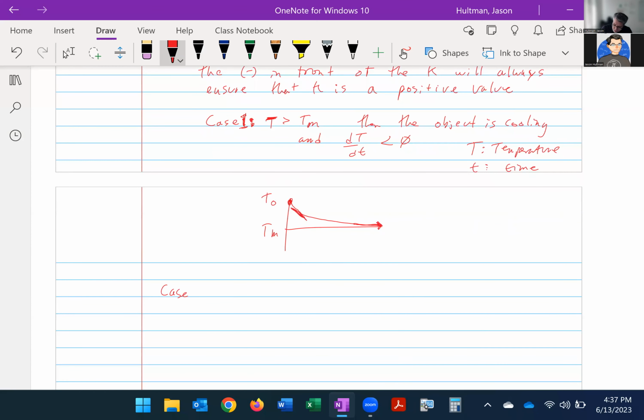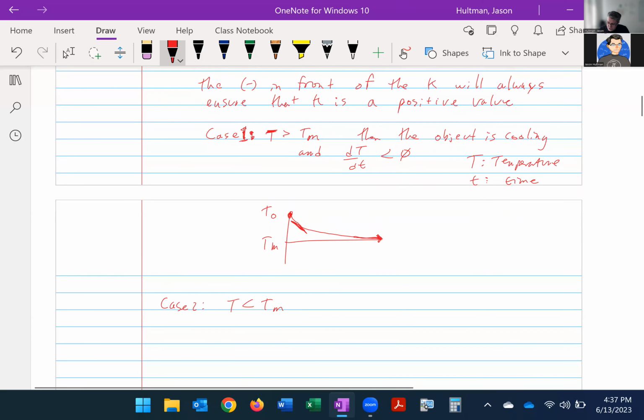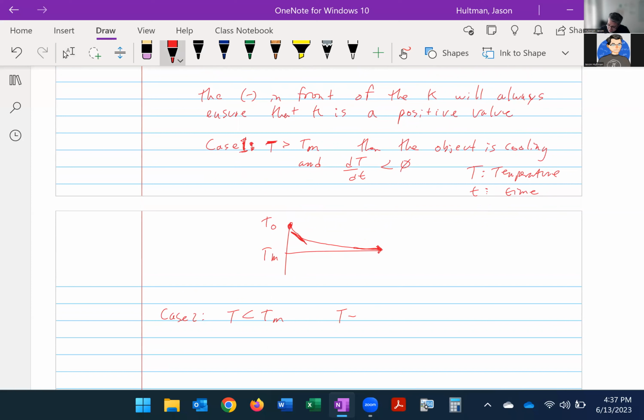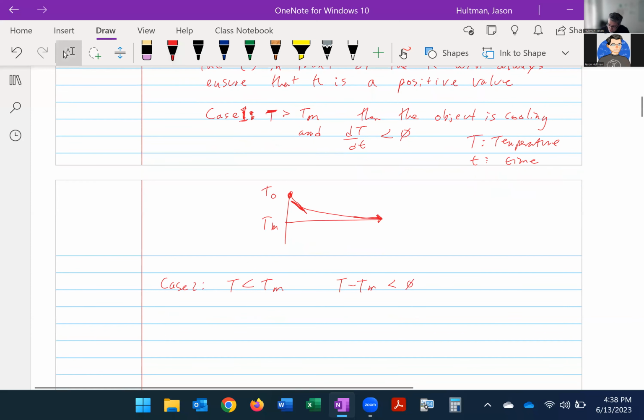Case two is T is less than Tm. If T is less than Tm, then T minus Tm is a smaller number, so it's negative. Let's use some better algebra here. You could toss the Tm to the other side of the inequality, and we would get T minus Tm is less than 0. So this is a negative value. What happens when we do a negative k times a negative value? We get a positive.